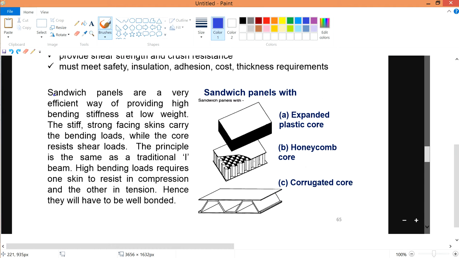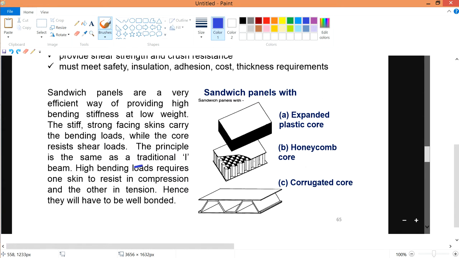All in all, you may wonder what sandwich panels are for. The sandwich panel is a very efficient way of providing high bending stiffness at low weight. So if you want a material that is low weight while having high stiffness, then you're going to choose a sandwich panel composite. Again, another definition: the facing carries bending loads. The core carries a shear load while also supporting certain bending loads.